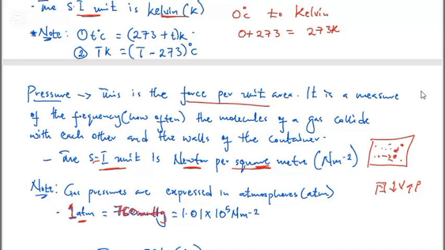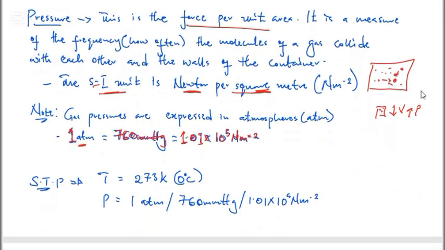1 atm is equal to 760 millimeters of mercury, which is equal to 1.01 times 10 raised to power 5 Newton per meter square. So take note, most times they will not give you all this because it is a standard. You are supposed to know it, and so they will not give you this conversion, so you must know it for yourself. Then next we look at standard temperature and pressure.